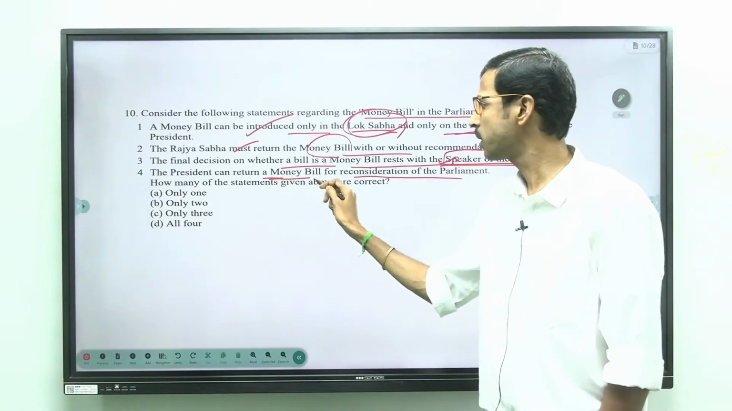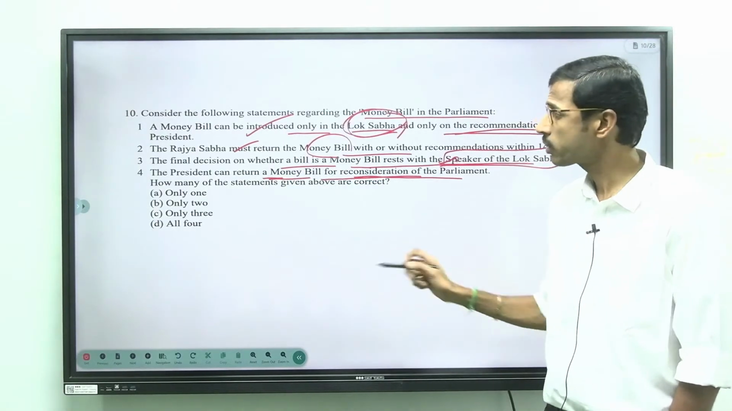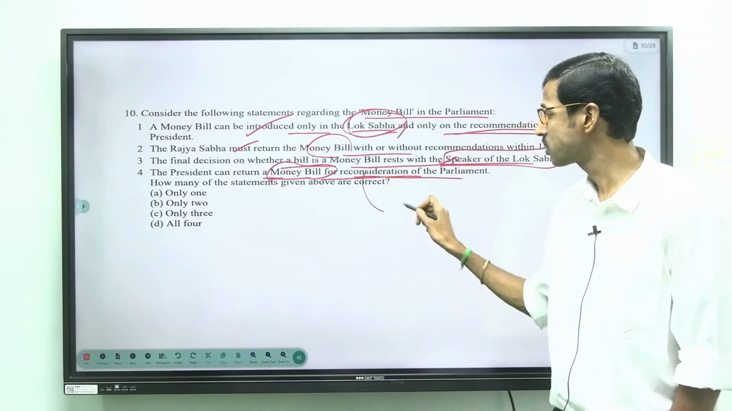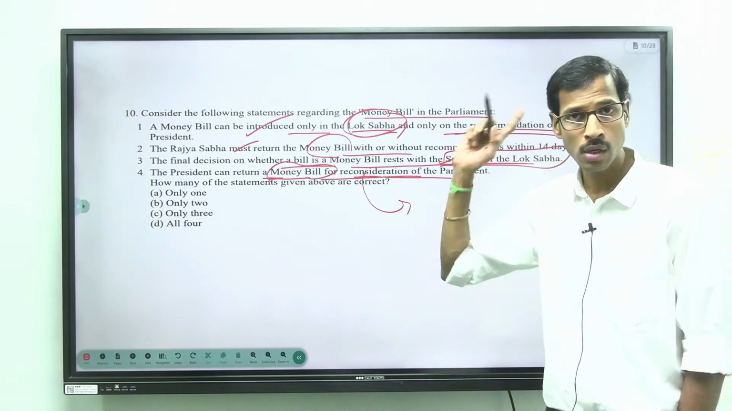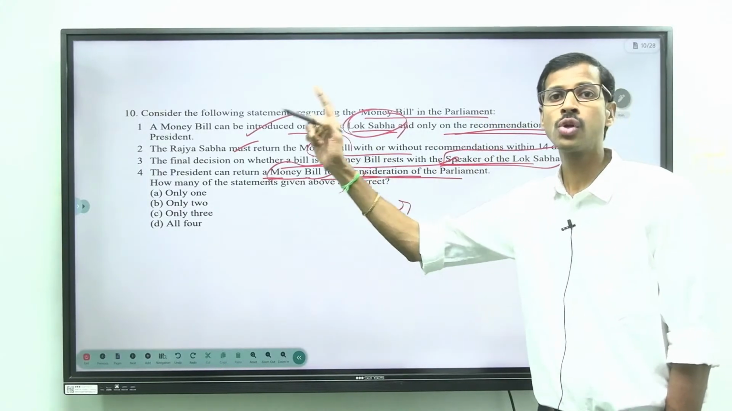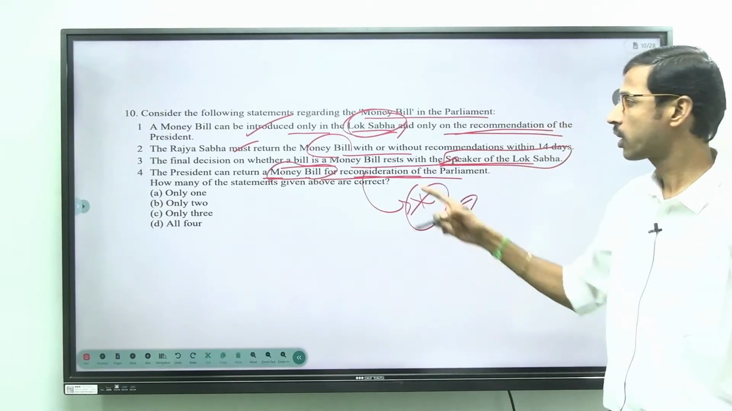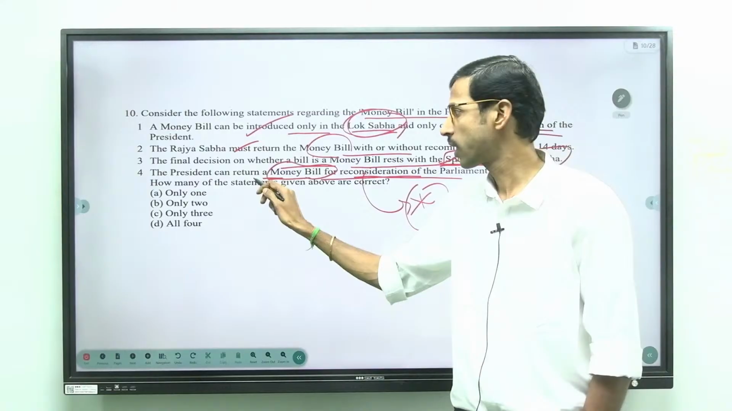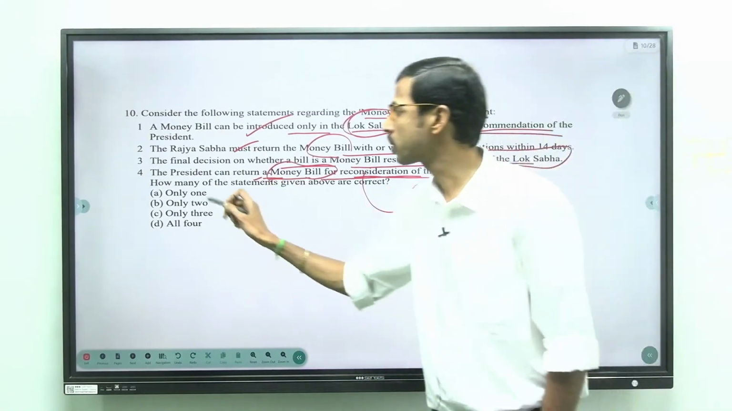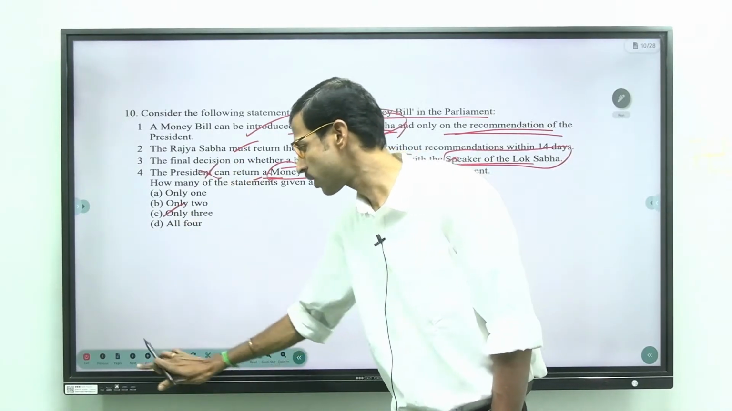The president can return a money bill for reconsideration of the parliament? No, he cannot return it. Why? What is the reason here? He cannot return a money bill for reconsideration. It is just from the prior recommendation of the president only that it is moving to the Lok Sabha, right? So again, he doesn't have that particular power, right? President can return means cannot return, right? Money bill, that is the main important thing. So it is a wrong statement. 1, 2, 3 means only 3 statements are correct.